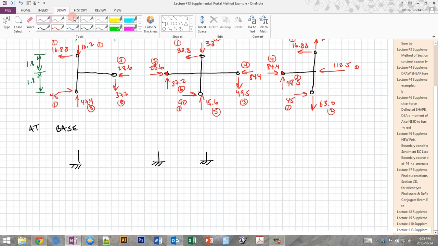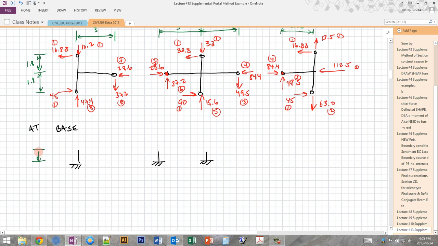and we have a height. I'll do this very quickly. So this is 1.8, which is half the height of the column. So I'll draw these hinges here. And then we can just carry over the moments, the horizontal and vertical forces from above, again, in the equal and opposite directions. 15.6 and 63.0. 45, 90, 45.